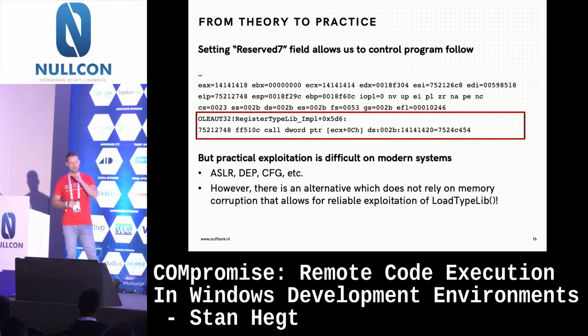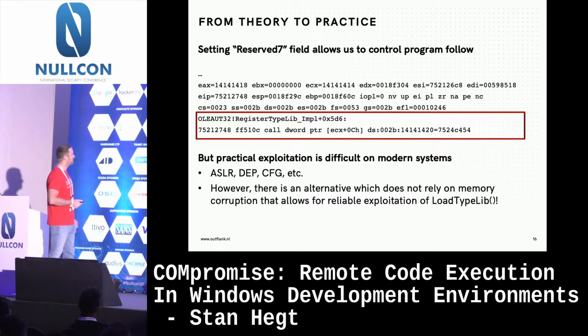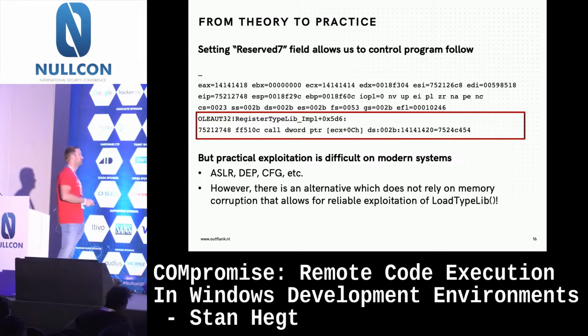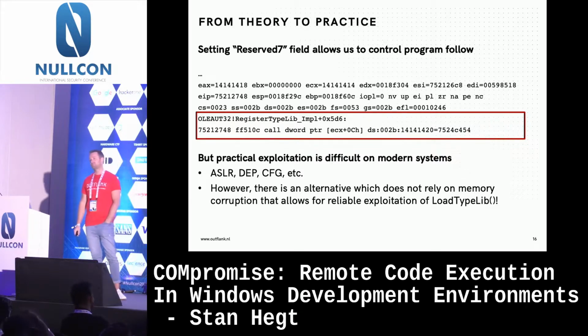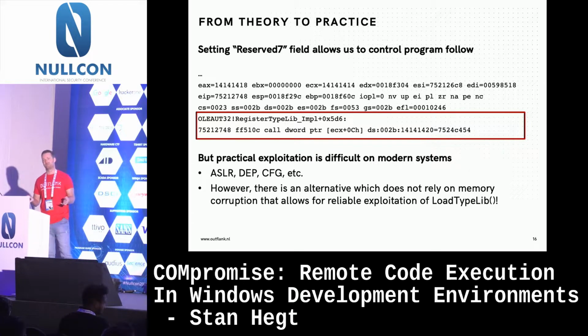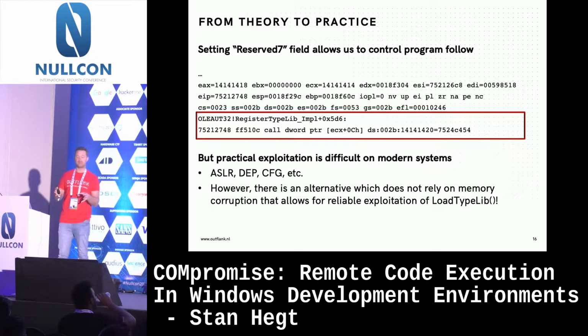So what does this look like in practice? If you look at what's happening in a debugger, what you can see is that we have control over the ECX register through that Reserved7 field. And then somewhere there is a call, which we can influence through that register. So we can influence a pointer to a memory address, which is used to do that call. So in theory, we can influence program flow. But try and do this on a modern Windows 10 system with ASLR, DEP, Control Flow Guard, all embedding your payload in a type library. I bet that some of you are way more advanced than I am in this kind of stuff, but this is really, really difficult.